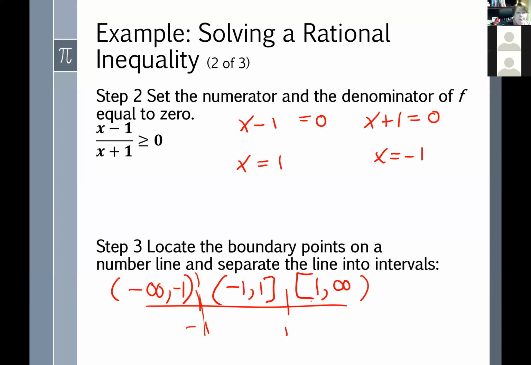Okay, so now I'm going to pick some test points. I need a point that's smaller than negative 1. How about negative 2? Pick a point between negative 1 and 1. I think that would be 0. Pick a point that's bigger than 1. And you're going to let your calculator evaluate this function for you. Don't stress about this. You have a calculator that can do this for you.